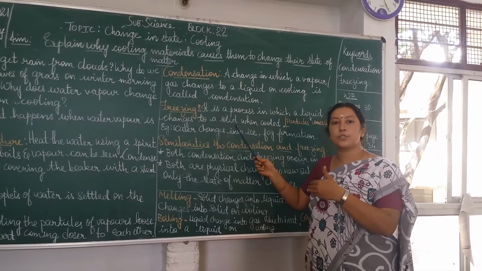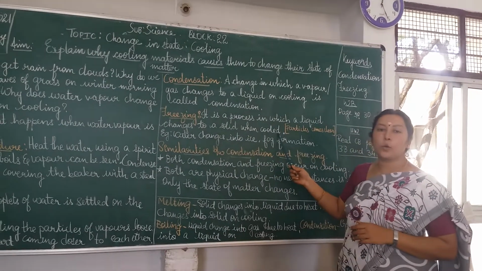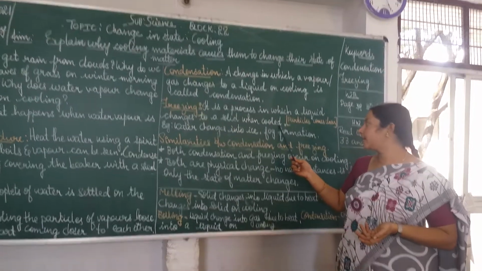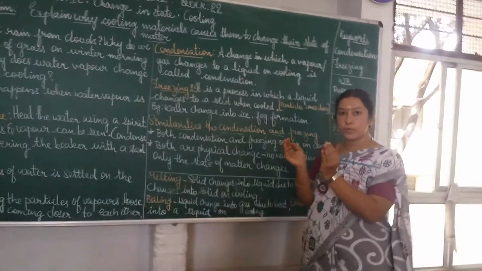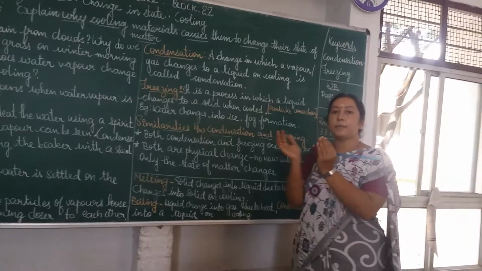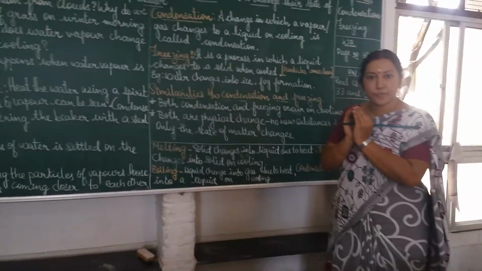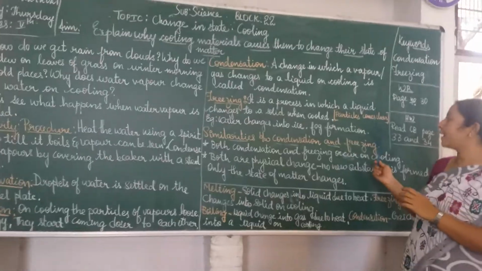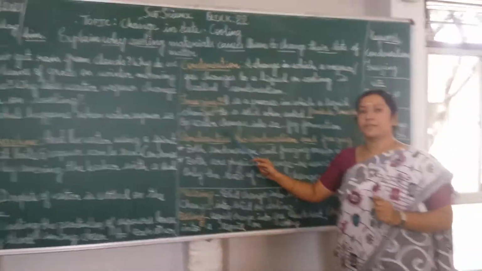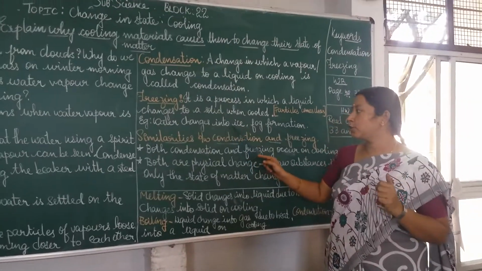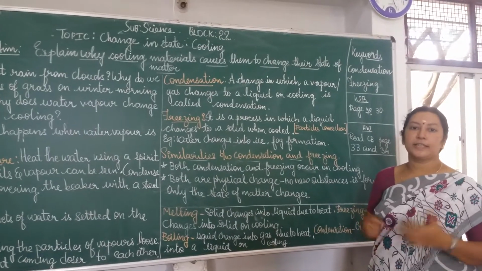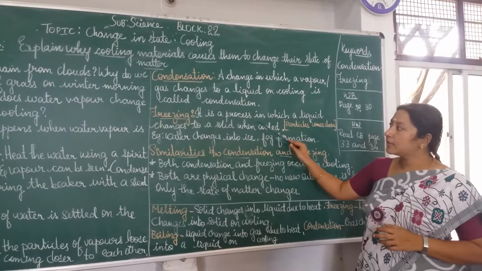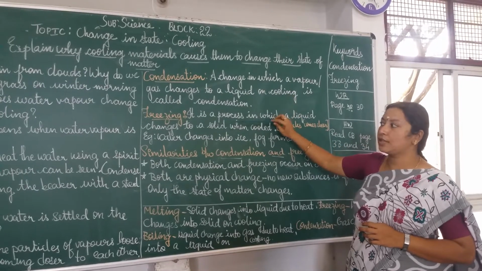Liquid water changes into a solid when it is cooled in the refrigerator. What happens actually there? The particles which were loose come closer once again, from liquid form to solid form. That is the change which happens there. Some examples of freezing are water changing into ice, or fog formation in the environment. Okay. So this is the difference between condensation and freezing.